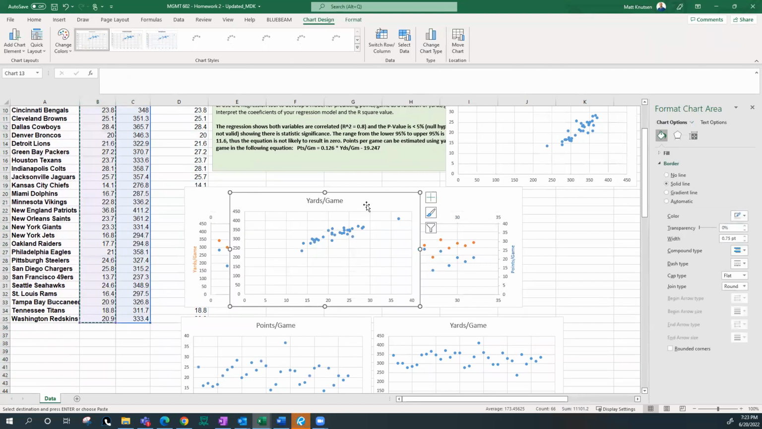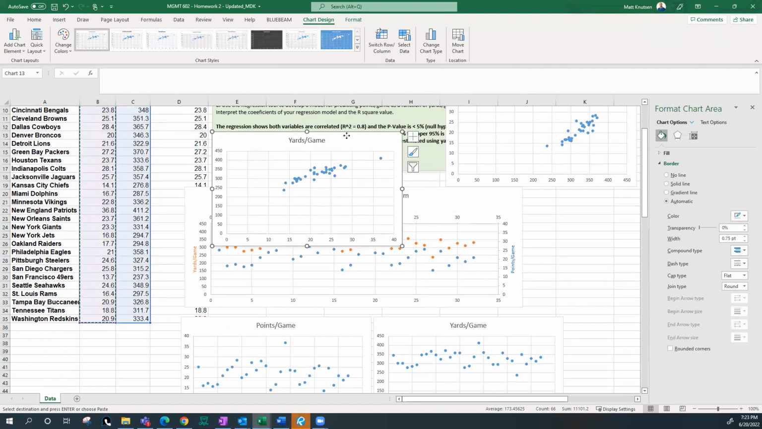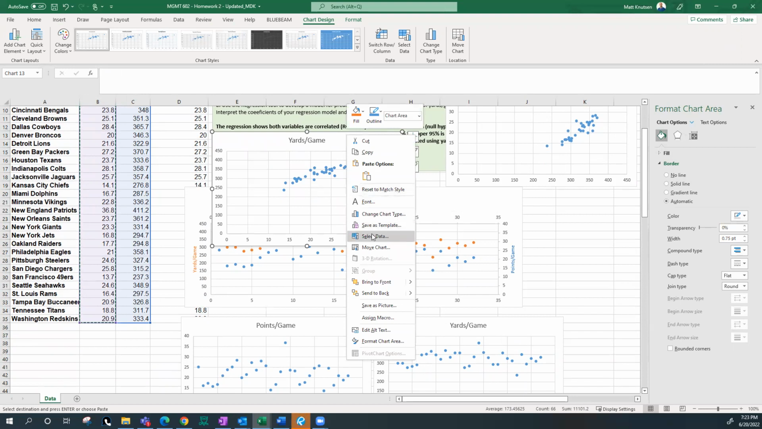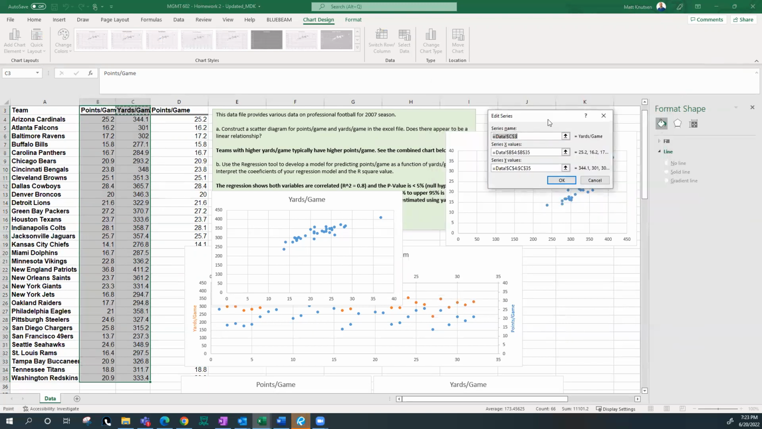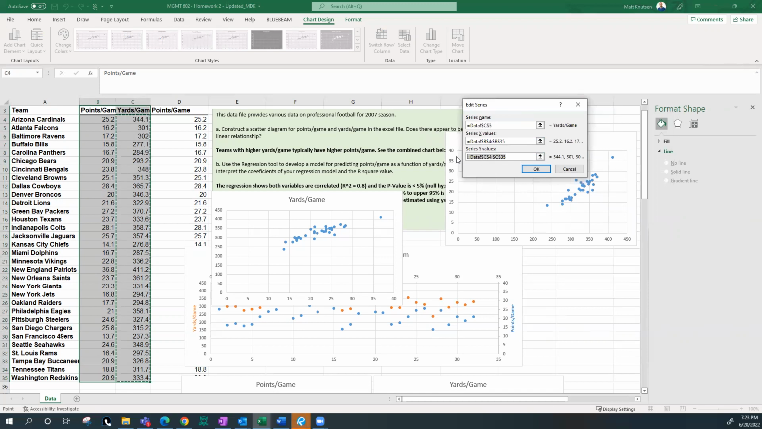Yeah, and then you can right click the chart and select data. It comes up different in my Mac, I believe. Go to edit, click on edit in the little box, and then just switch the X and Y. Just copy, paste and put it on the top. Maybe just switch B with C, C with B. Yeah, that's it.